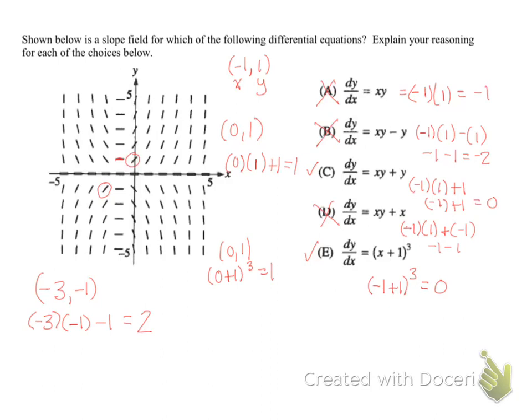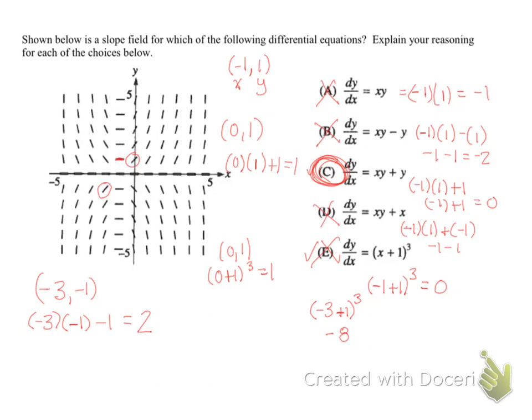If I plug it in for E, I get negative 3 plus 1 cubed, so that's negative 2 cubed, which is negative 8. That is definitely not a slope of negative 8. So the answer is actually C. E does not work. If you have to choose more than one test point, do so. It can get time consuming, but it'll be worth it on the AP exam.